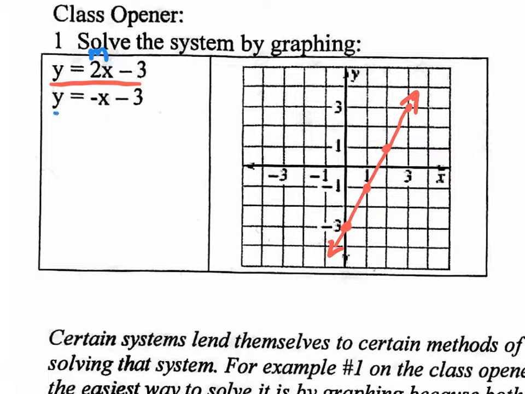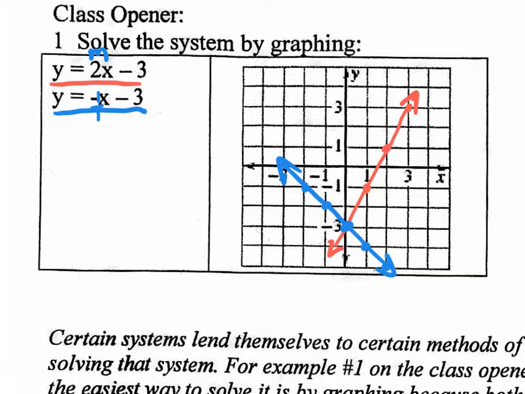Now if I wanted to graph the bottom one in blue, it also crosses at -3 at the same exact spot, but this slope is different. It's -1/1. So I'm going to go down 1 and over 1, down 1 and over 1. If I wanted to extend the line backwards, use the same pattern but backwards, and you'll get that blue line right there. So again, a review from yesterday.